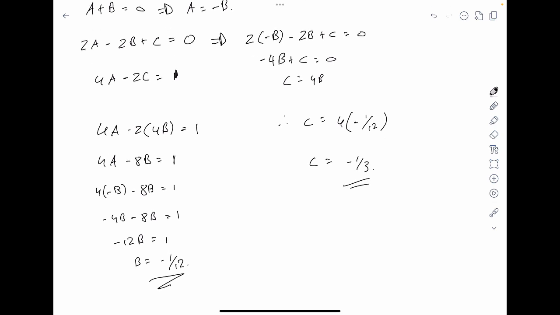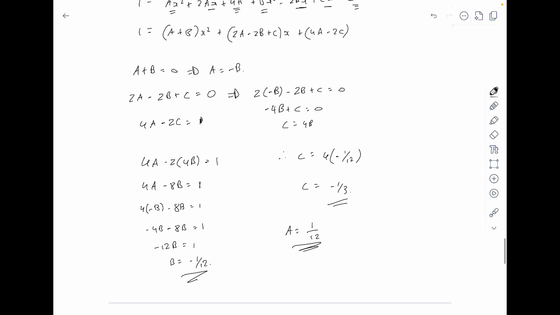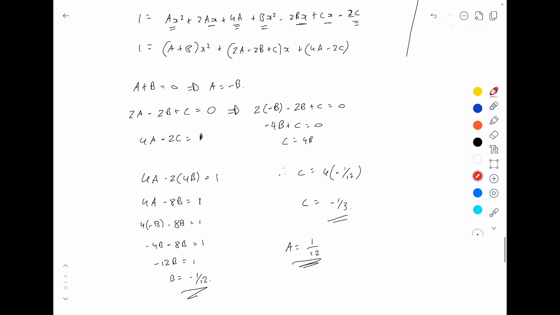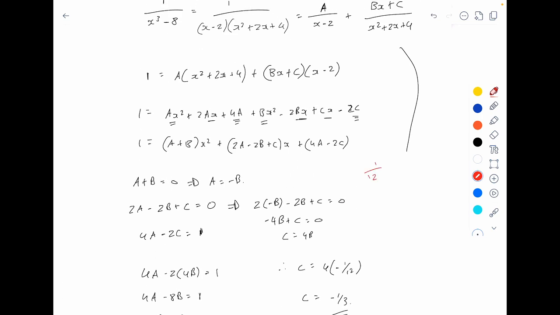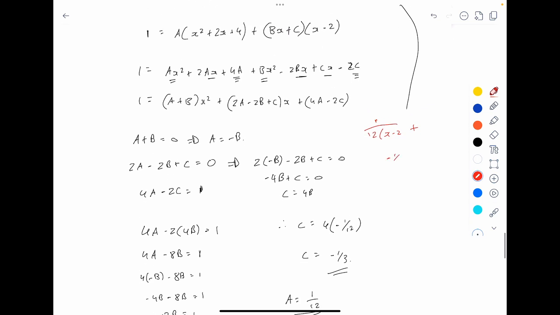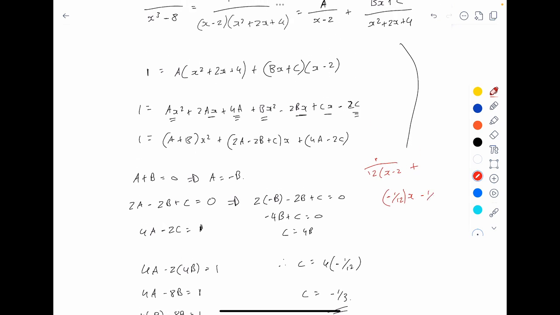Right? And therefore, what's a going to equal? Well, a is going to equal 1/12. Okay, so therefore, what do we get? We get a over x minus 2 plus bx plus c over x squared plus 2x plus 4. So negative 1/12 x minus 1/3 over x squared plus 2x plus 4, and you can simplify that as required.